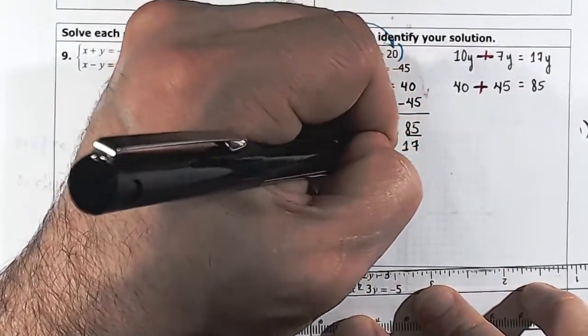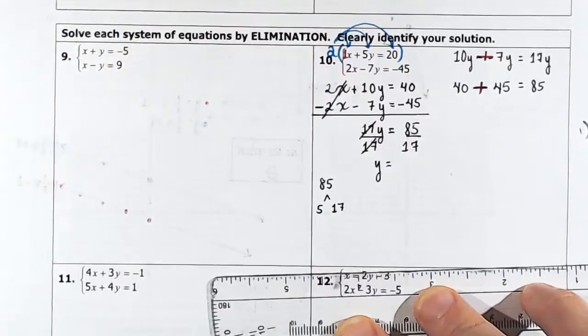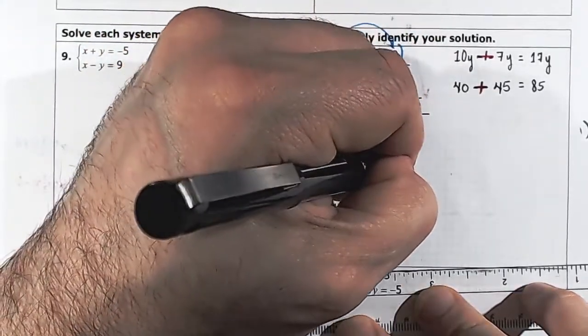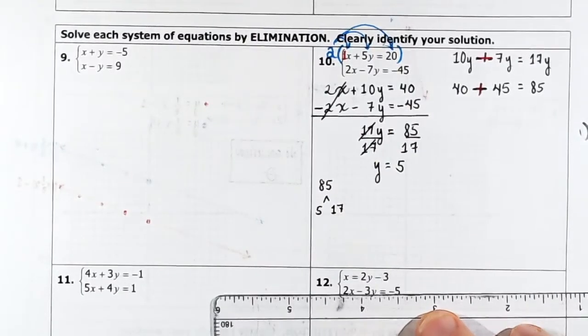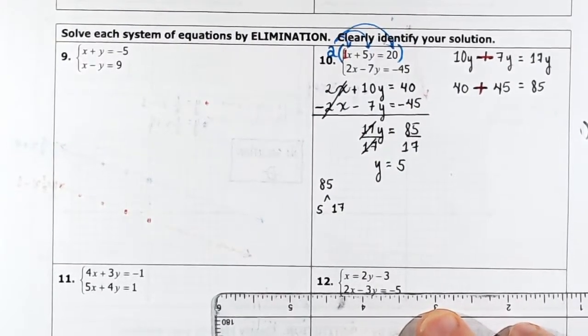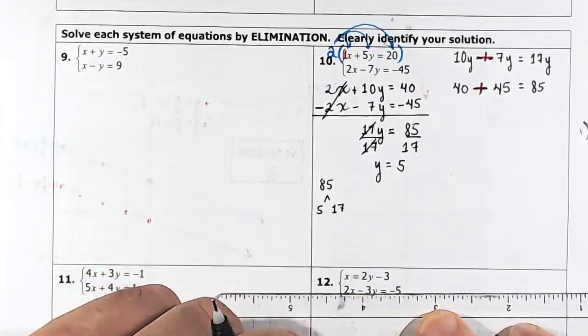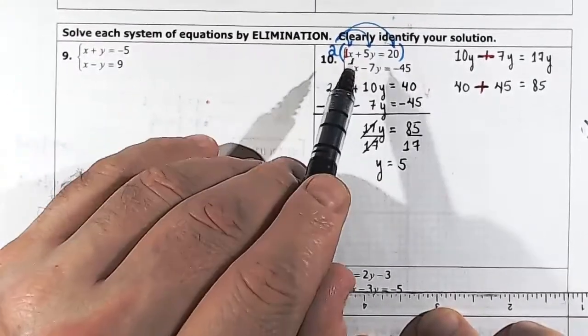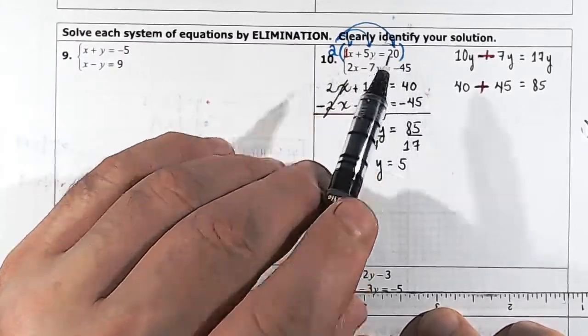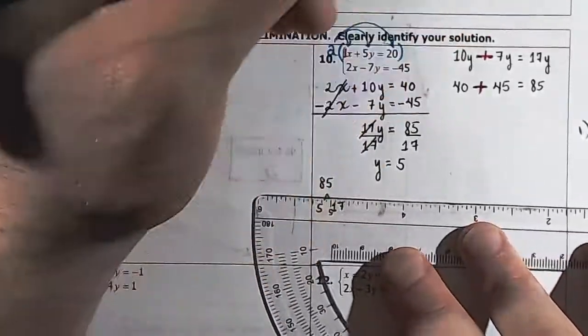So now we say 85 over 17 reduces down to just 5. So y equals 5. Now what do we do with that? Well, we need to plug that back into one of our equations and solve for x. The original equation, x plus 5y equals 20, is very well suited for this purpose.